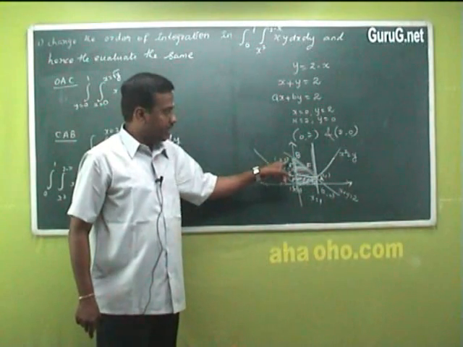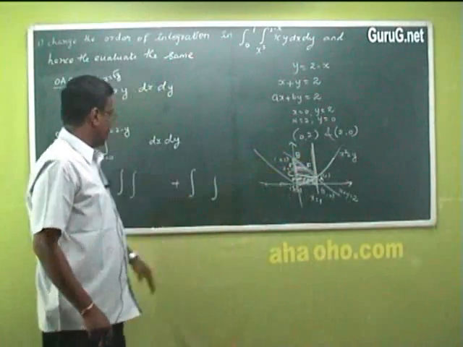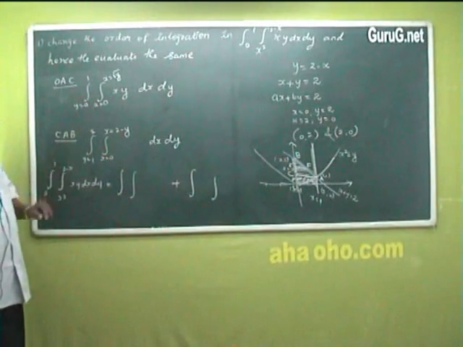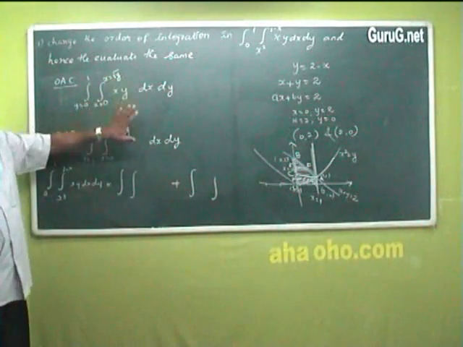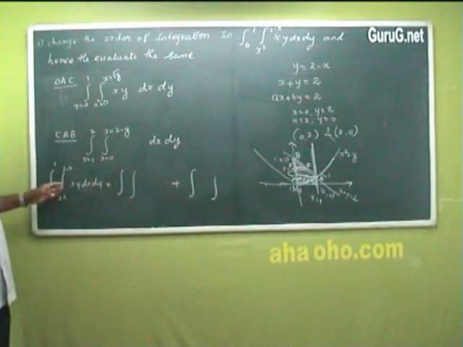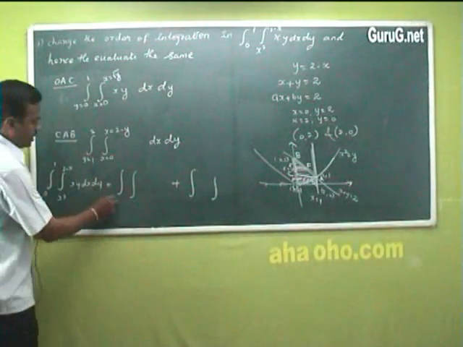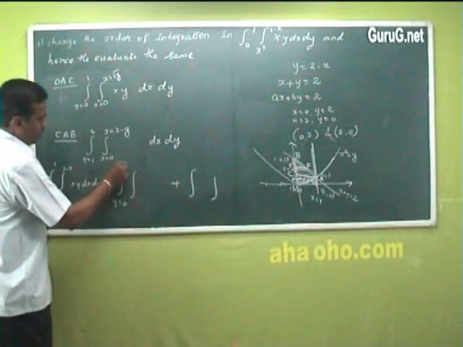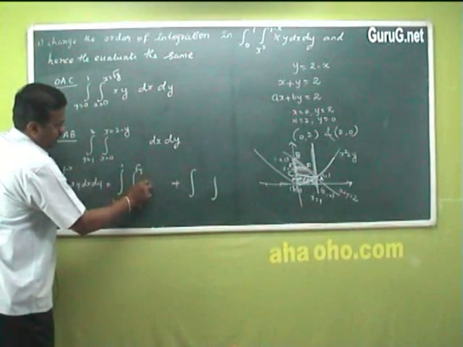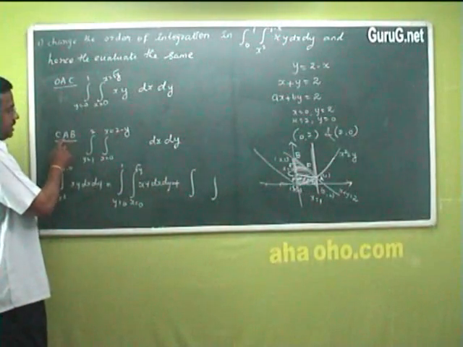The coordinates of B are nothing but (0, 2). Therefore in this region y varies from 1 to 2, so the corresponding y limits are y equal to 1 to 2. Thus after changing the order of integration, the given integral, integral 0 to 1, integral x square to 2 minus x, xy dx dy, becomes, that is the first part, y equal to 0 to 1, x equal to 0 to root y, xy dx dy, plus the second part, second region is CAB.